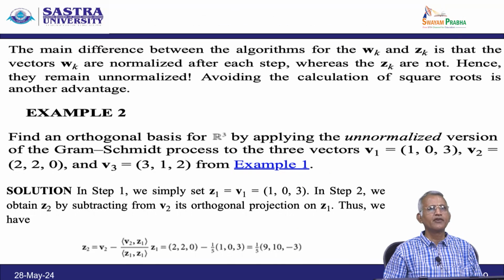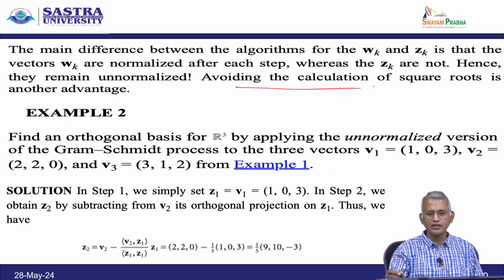The main difference between the algorithm for the Wk and Zk is that the vectors Wk are normalized after each step, whereas Zk are not, hence they remain unnormalized. Avoiding the calculation of the square roots is another advantage.